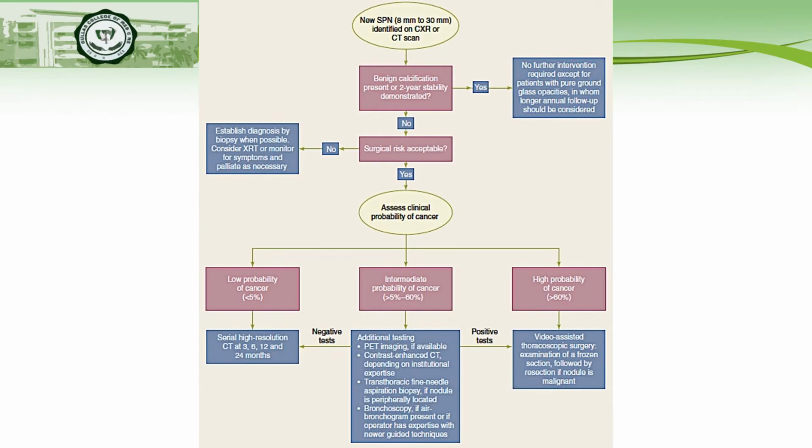This is another algorithm for the management of patients with solitary pulmonary nodule. Remember, if stable for the past 2 years, there is no need to do intervention. But if the nodule is increasing, based on the imaging studies that you have done, then we have to assess the patient clinically and determine the risk of cancer.